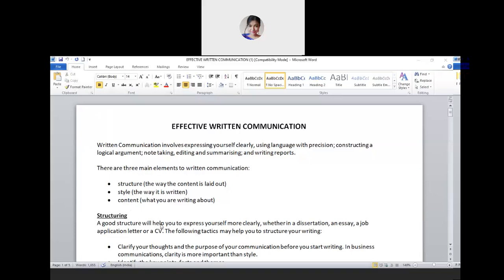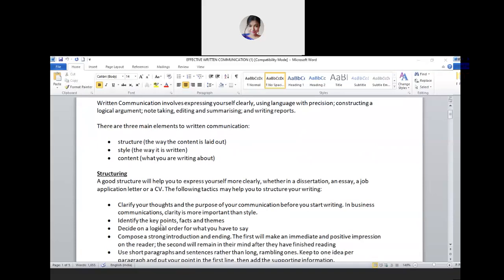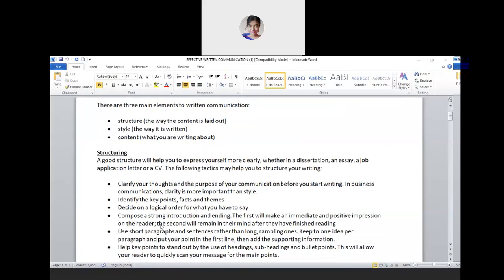So, structure. A good structure will always help you to express your feelings and your opinions properly. Whether you're writing an essay, a job application, or whatever you're writing, a good structure will always help you to express yourself more clearly and in a better way. So, you need to follow certain things about the structure of your letter or your essay or your application, or even your email.